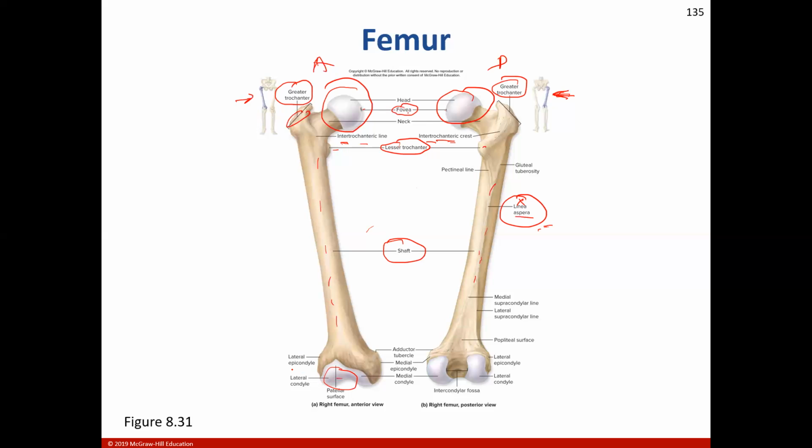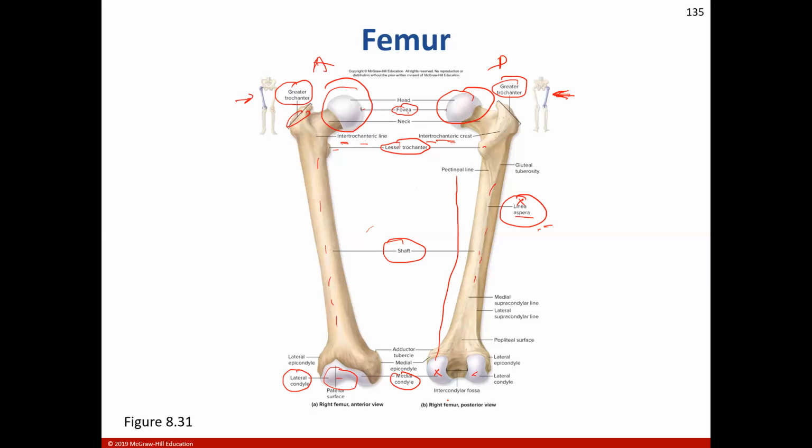Then you have lateral condyle and medial condyle. They're really big, especially in the back. You see the medial condyle and lateral. You know this is medial because the femur head is medial, right? Because the femur head is articulating with the midline acetabulum of the os coxa or ilium.